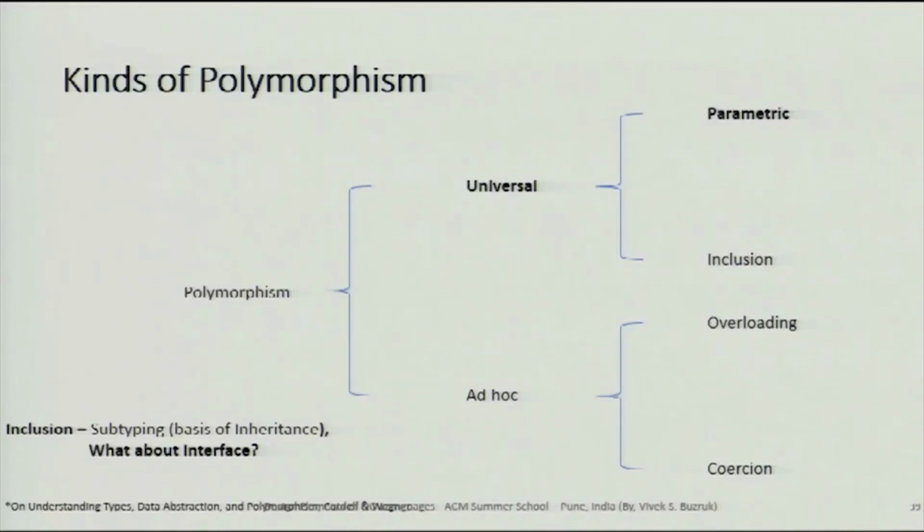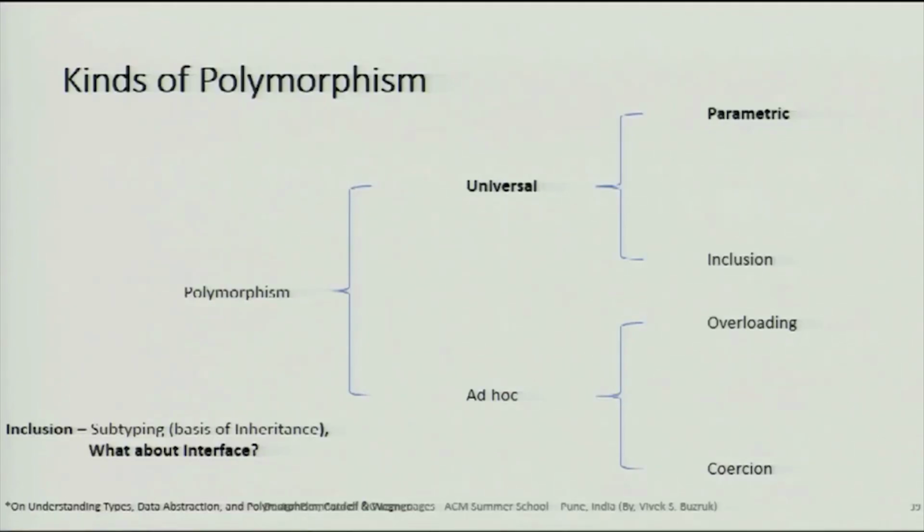This is a very good diagram, which appeared in around '76 or something like that. There is one very good paper by Cardelli and Wegner, titled Understanding Types, Data Abstraction and Polymorphism. That paper has this diagram, which talked about universal polymorphism, which includes the parametric and the inclusion, and ad hoc, overloading and coercion.